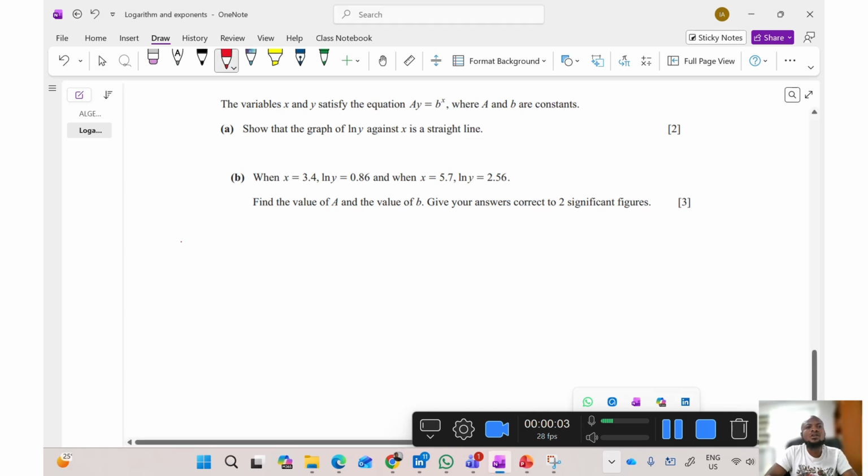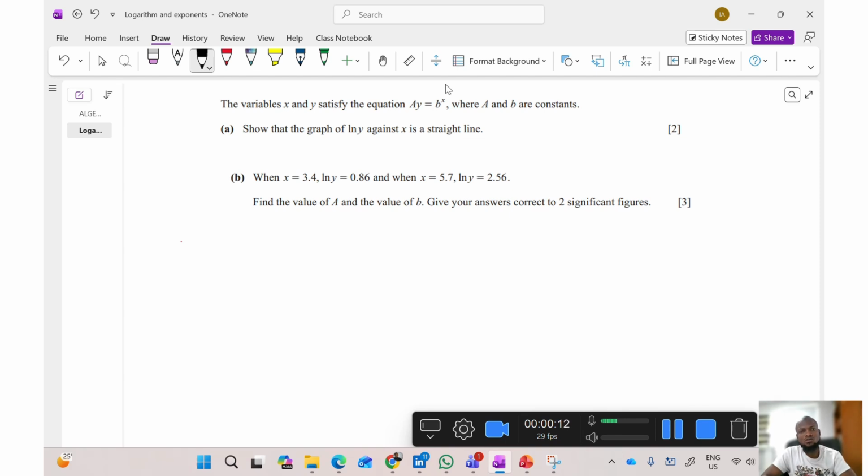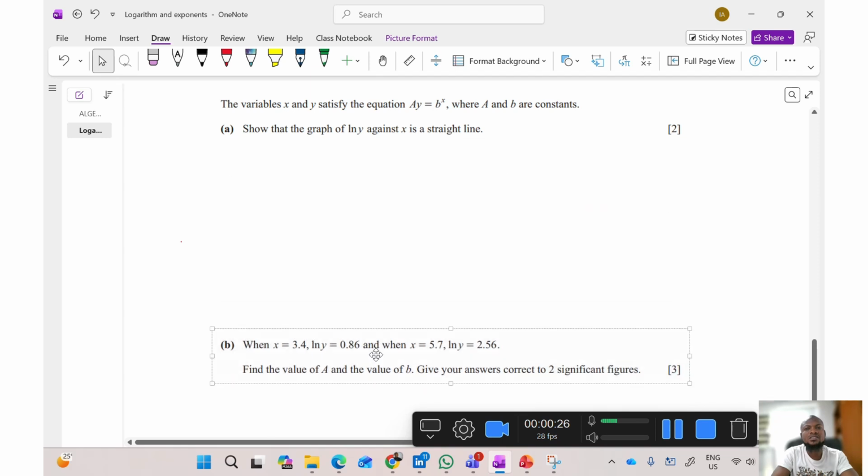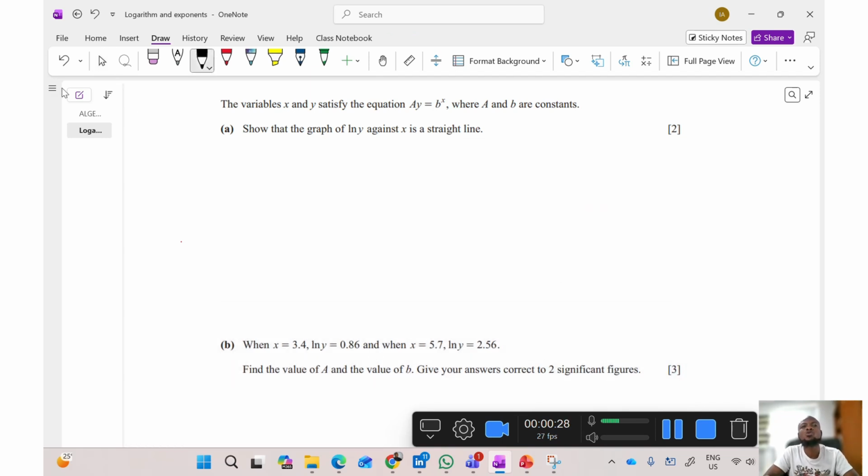It states the variables x and y satisfy the equation ay equals b raised to x, where a and b are constants. Show that the graph of ln y against x is a straight line. So question A, we are asked to show that the graph of ln y against x is a straight line. Remember, for you to confirm that a line is a straight line, it must satisfy y is equal to mx plus c, isn't it?